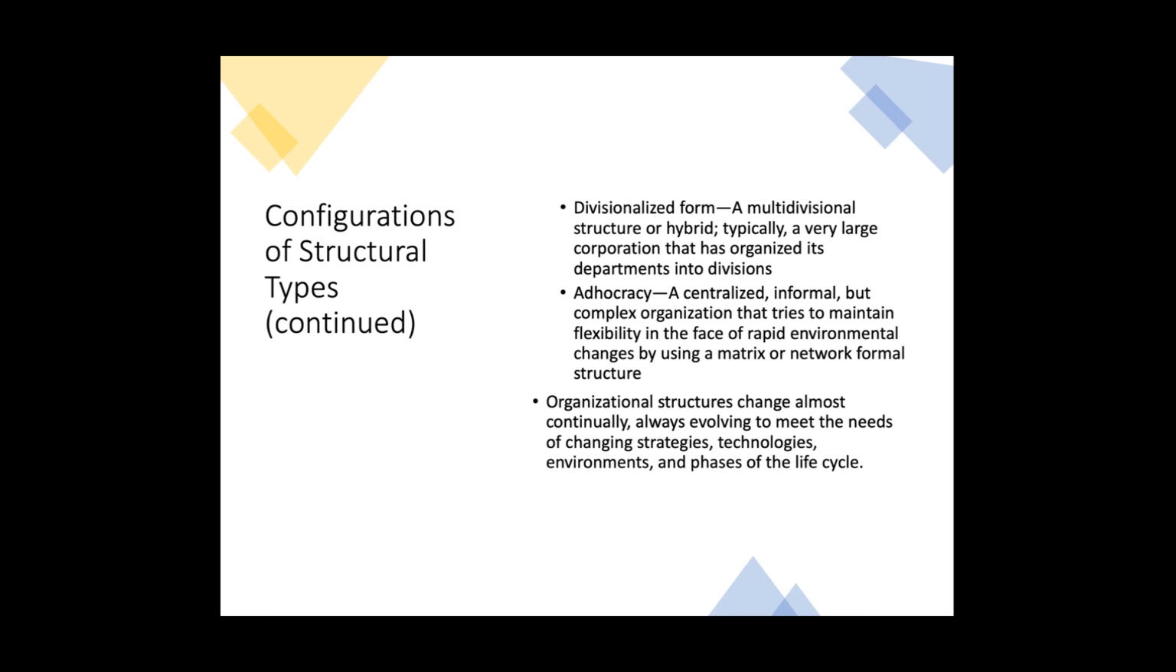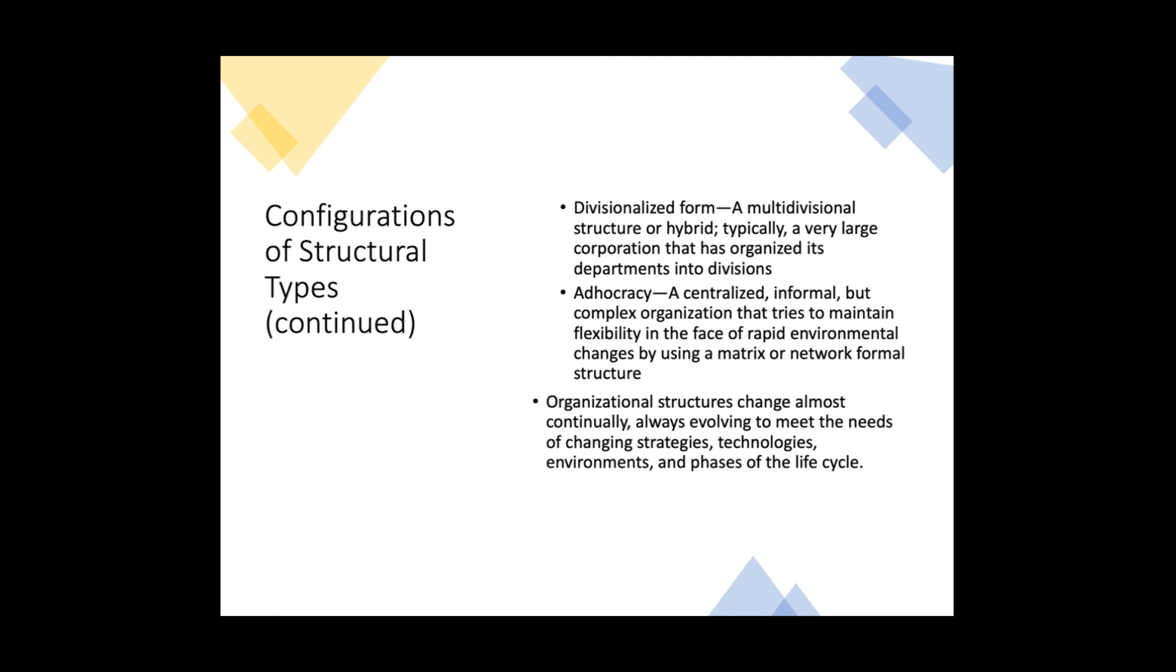That's in the textbook in the previous lecture. That's an example of a very, very large, perhaps multinational corporation that has different geographical divisions that may run in different structural forms. Then the fifth example of a structural type, as you see there, is the adhocracy. It's centralized, but it's informal. It's a complex organization that tries to stay adroit and flexible in the face of really rapid environmental change.